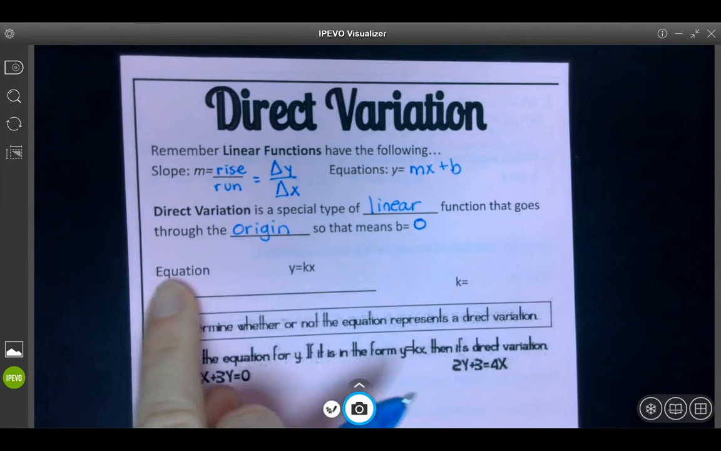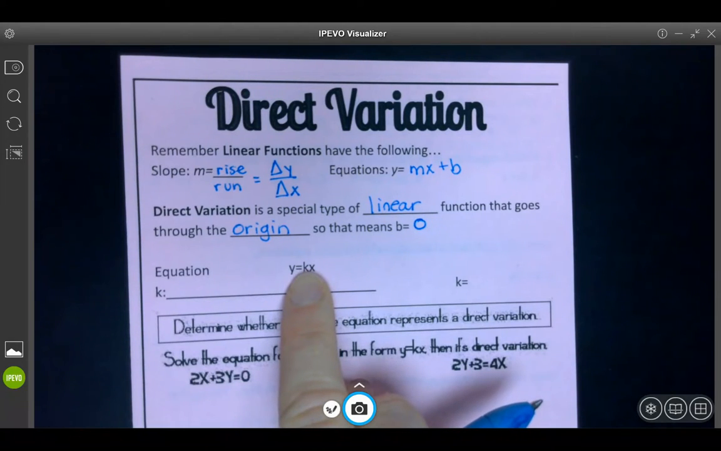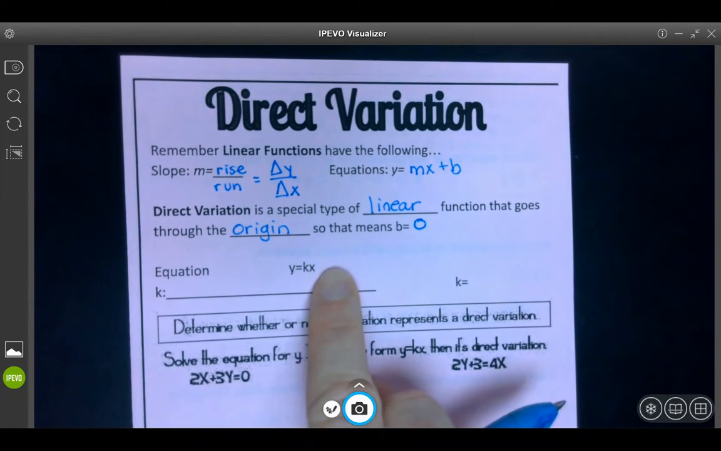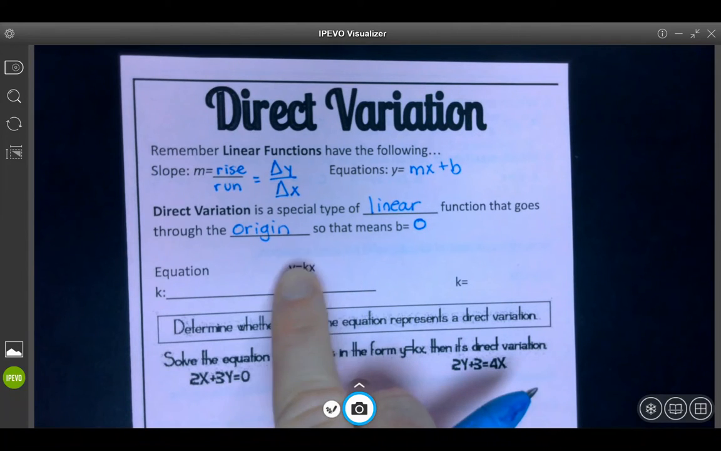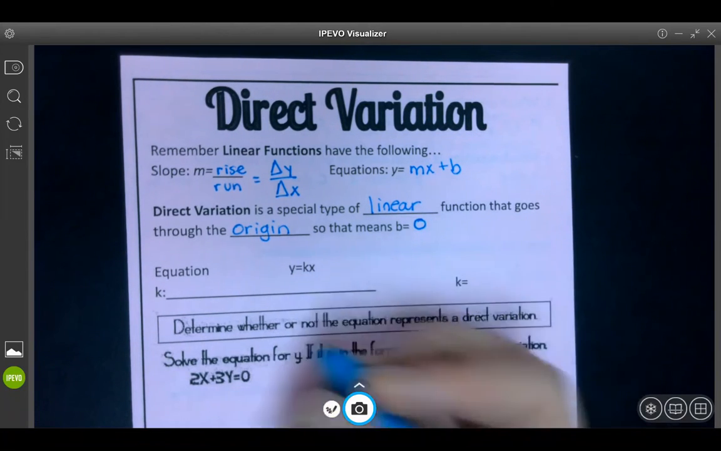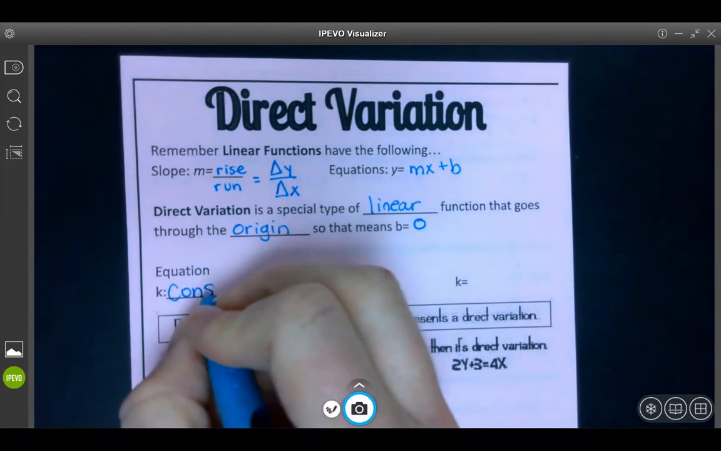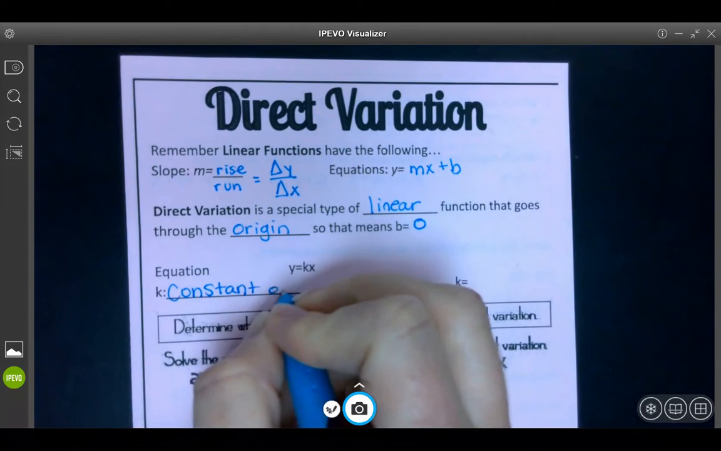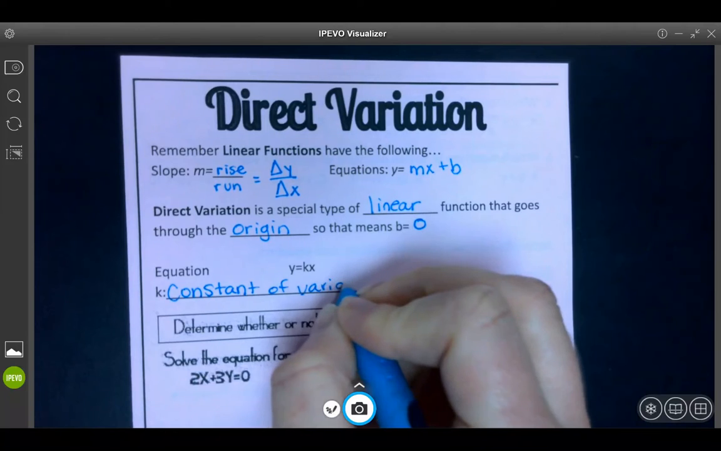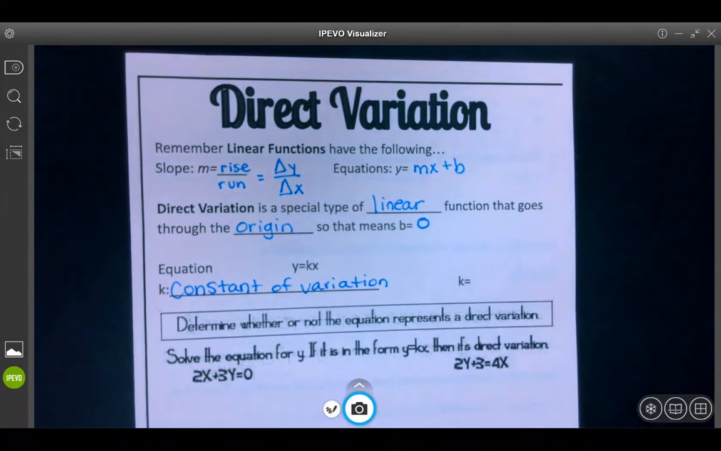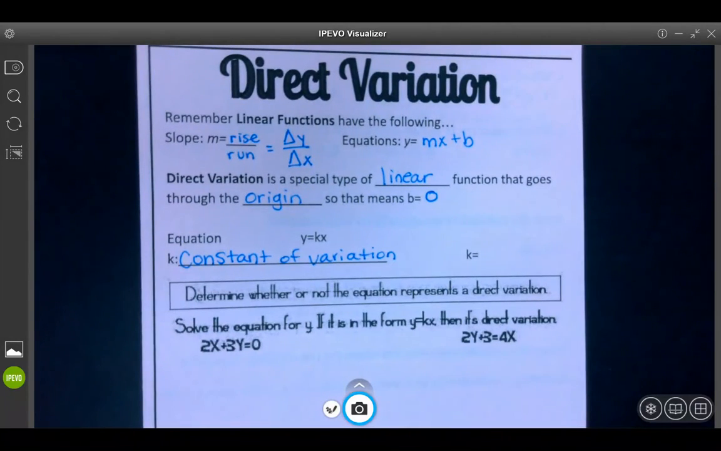The equation is just written as y equals kx. So instead of mx, it's kx. And we don't have a plus or minus a number. It's just y equals the slope times x, basically. K is called your constant of variation, though. Kind of like your proportional relationship. I learned a lot about that last year, where it goes through the origin, it's positive, it's going uphill.